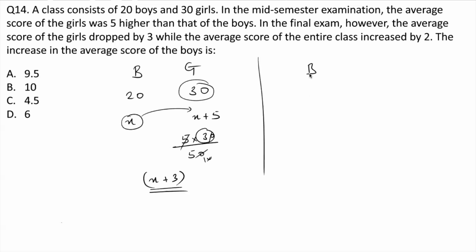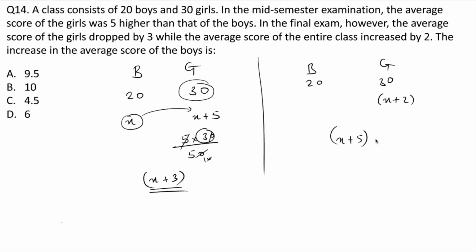That means the actual average for all of them is x plus 3. Similarly now, the overall average increases by 2. So the new average is x plus 5. Number of boys is same, the girls number is same. And the average score of the girls dropped by 3. The average of the girls is now x plus 2.